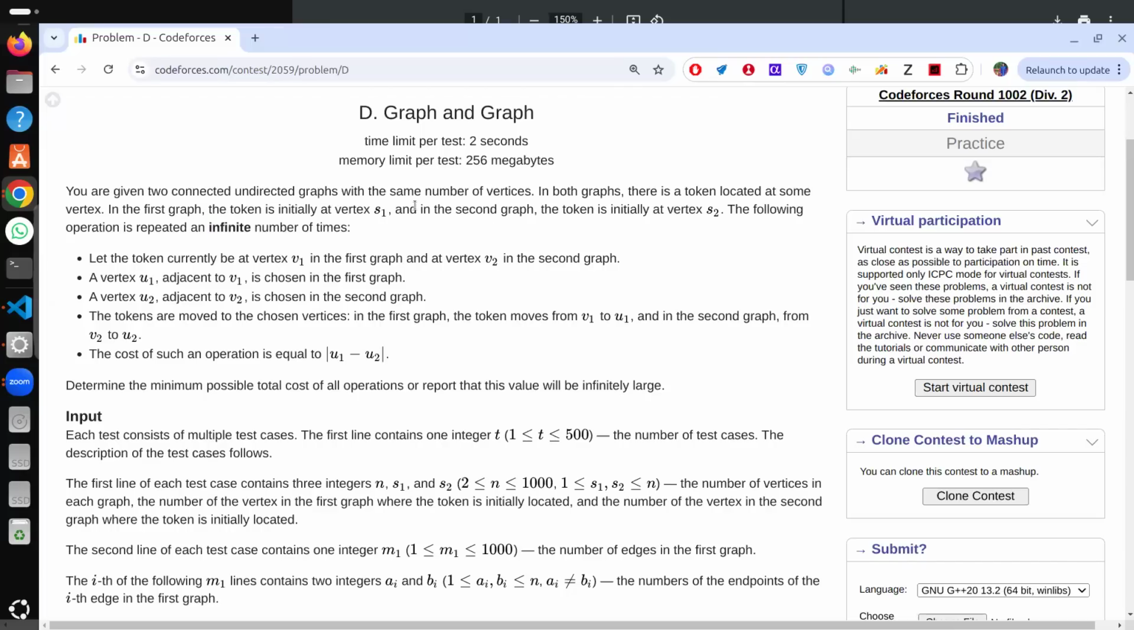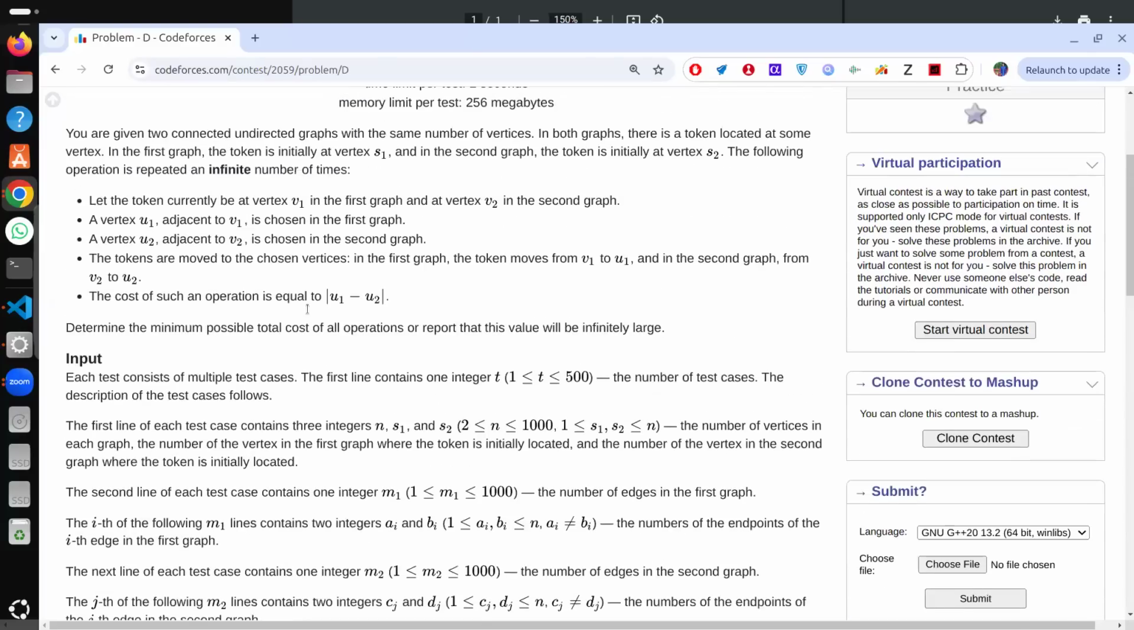The following operation is repeated infinite number of times. Okay, so there are two tokens, there are two graphs. On graph 1, it is at S1, on graph 2, it is at S2. The following operation is repeated infinite number of times. Let the token currently be at vertex V1 in the first graph and at vertex V2 in the second graph. So the two tokens are at vertex V1 and V2. Now vertex U1 is chosen adjacent to V1. Vertex U2 is chosen adjacent to V2. The tokens are moved to the chosen vertices. Like in the first graph, the token moves from V1 to U1, and in the second graph from V2 to U2. And to do this, the cost is equal to mod of U1 minus U2.